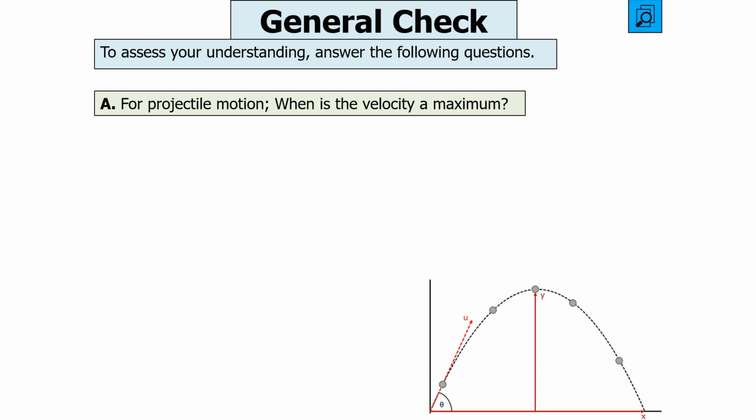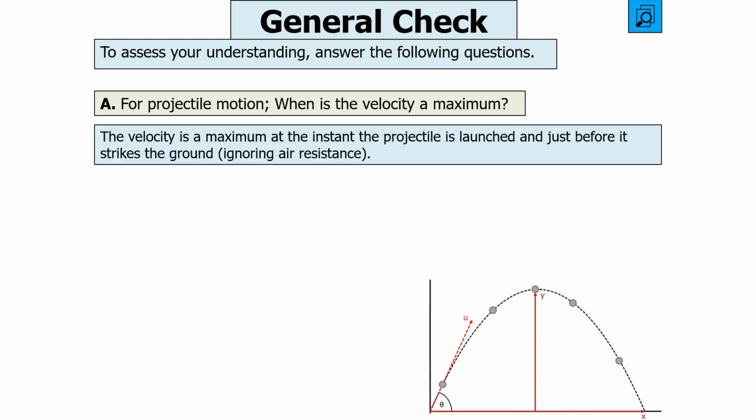For projectile motion, when is the velocity a maximum? So pause the video now, then unpause the video when you want to go through your answer. The velocity is at a maximum at the instant the projectile is launched and just before it strikes the ground, ignoring air resistance.